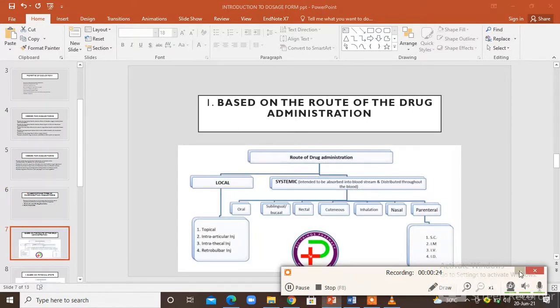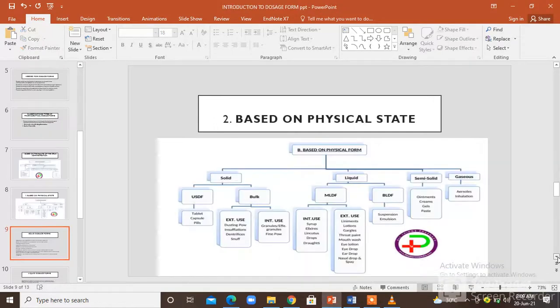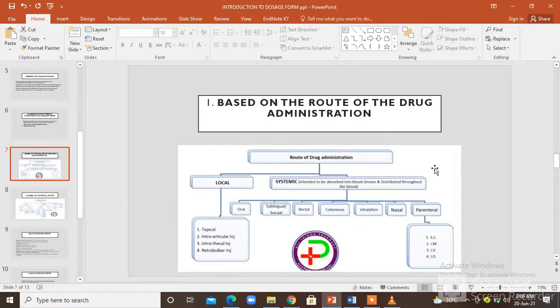Based on the route of administration, the drugs are classified as local as well as systemic. The local drugs are those which are applied locally over the skin or the other routes. For example, topical preparations, intra-articular injections, intrathecal injections, and the retrobulbar injections. And the systemic preparations are those which are intended to be absorbed into the bloodstream and distributed throughout the blood.